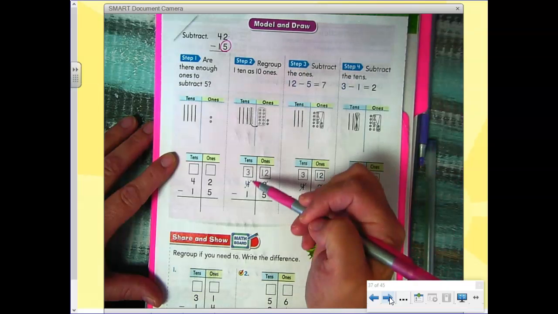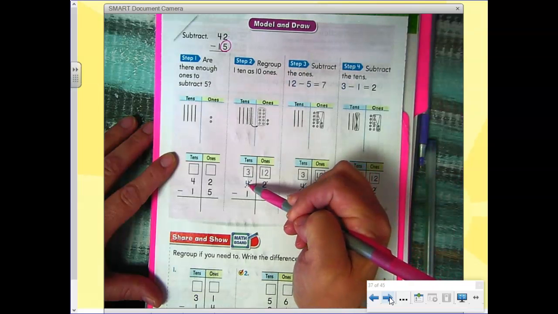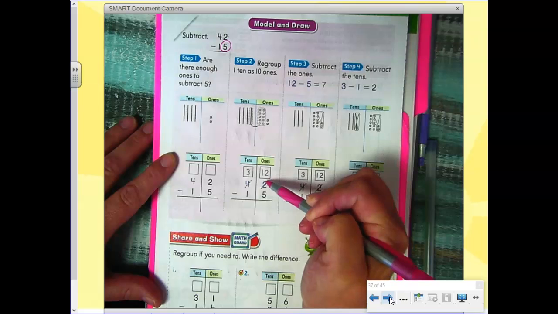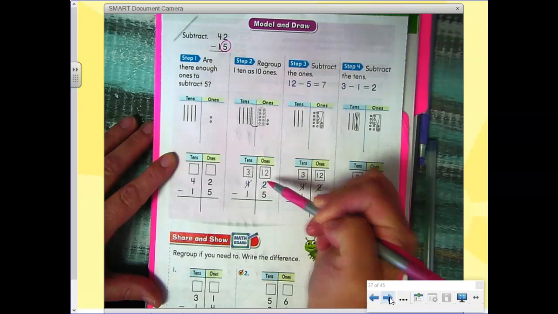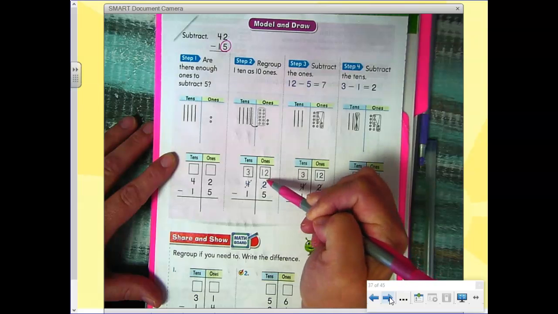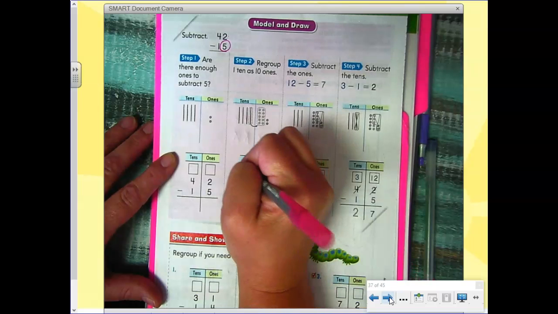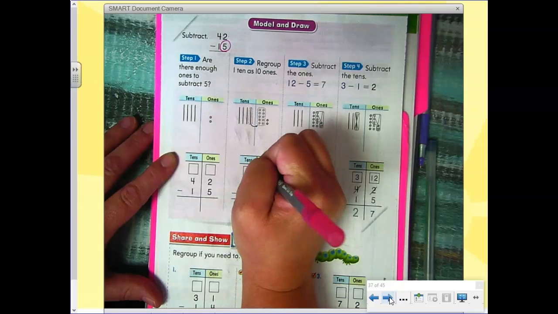So what you have to do is regroup 1 ten as 10 ones. So what you're going to do is go next door, subtract one group of tens, so 4 minus 1 is 3, and add the 10 ones back. 2 plus 10 equals 12. So you can trace over it.